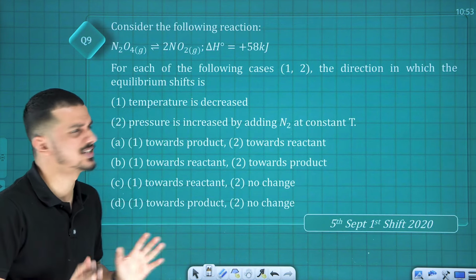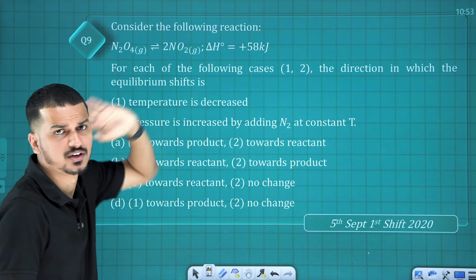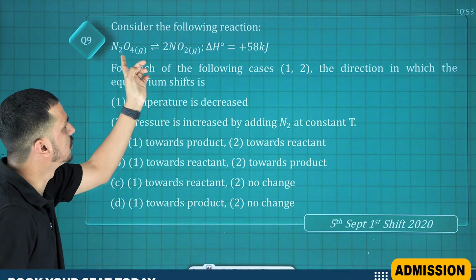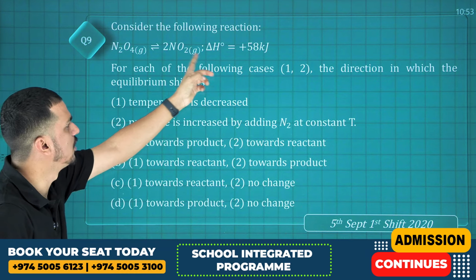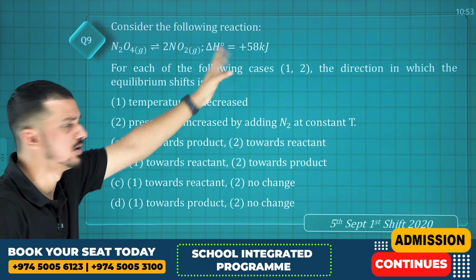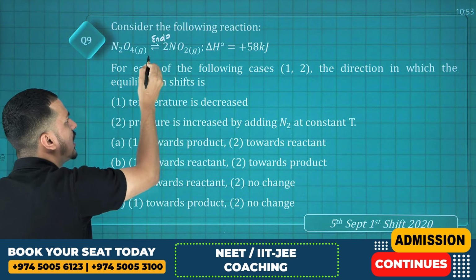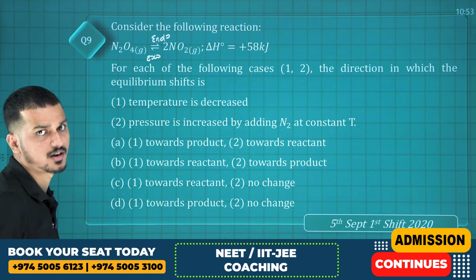Question number 9. It's a simple, humble question. Consider the following reaction. This they asked in 2020, related to Le Chatelier principle. N2O4 reversibly gives 2NO2, delta H0 is plus 58 kilojoule. What's the meaning? Forward reaction is endothermic and backward reaction is exothermic. That we can mark. Ready?